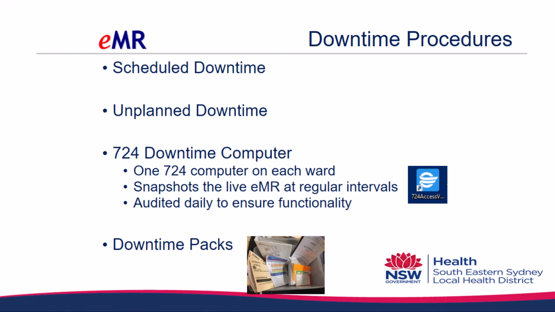There are 2 types of downtime: scheduled, also known as planned downtime, and unplanned downtime. If a downtime event occurs, each ward and department has a 724 downtime computer. It is a read-only version of the eMR containing patient records for the last 7 days. This computer needs to be audited daily to ensure it is working correctly. Documentation during a downtime event usually occurs on paper.